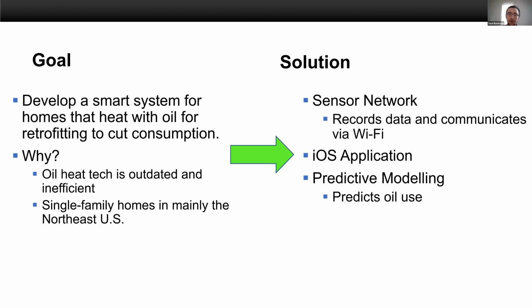So the solution that we came up with involves three main parts. There's a sensor network, which records the data from different parts in the house. There's an iOS application, which the user will be able to use to check all their information in real time, which I'll go into more detail later. And then there's going to be a predictive modeling portion of the project as well. That's so that the user can predict how much oil they have left in their tank.